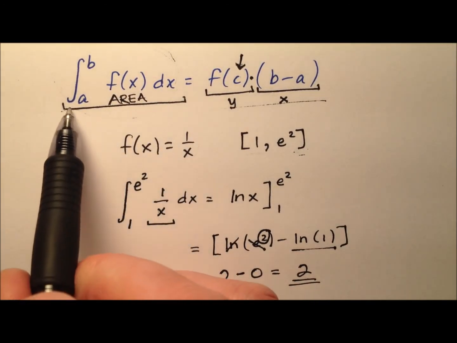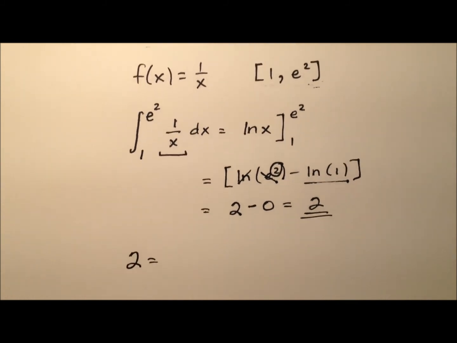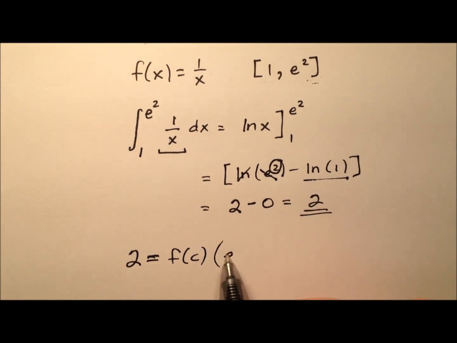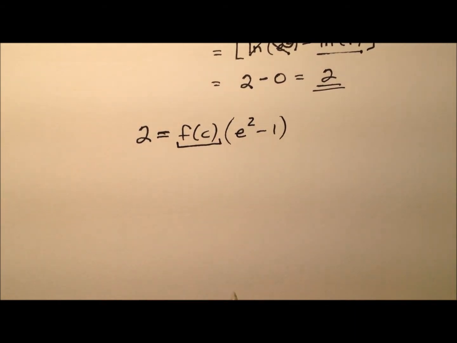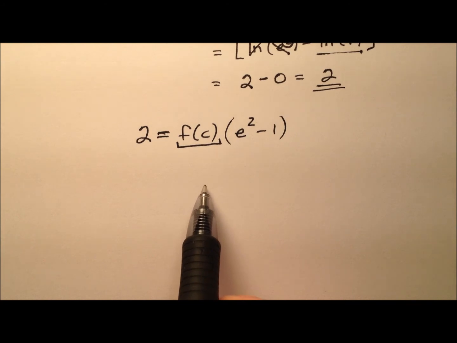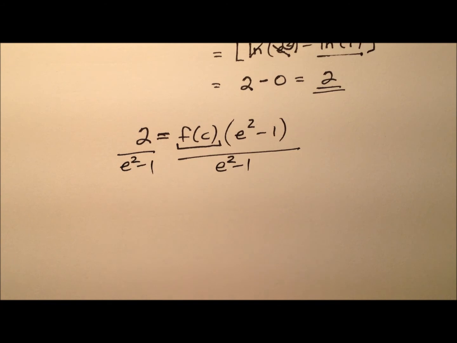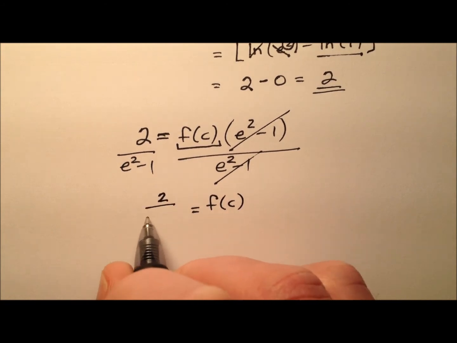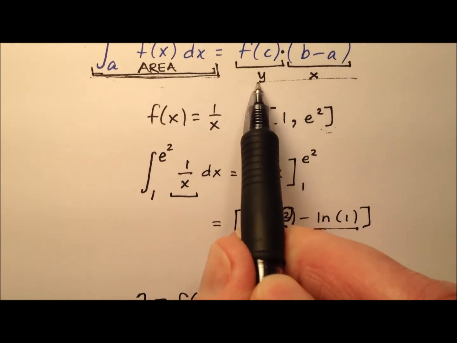All right, so looking back up here, we just evaluated this definite integral. So we have 2 equals, and I'm going to put this down here, this f of c, multiplied by b minus a, which is e squared minus 1. So two things need to happen. The first is we need to solve for f of c and get that y value, and then set it equal to our function and find the x value from which it came. So we'll divide both sides of this equation by e squared minus 1, and that will give us our f of c, which is 2 over e squared minus 1. And remember, this is that y value, or the height of this rectangle.